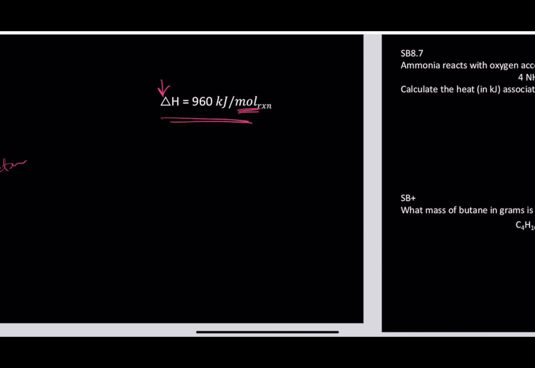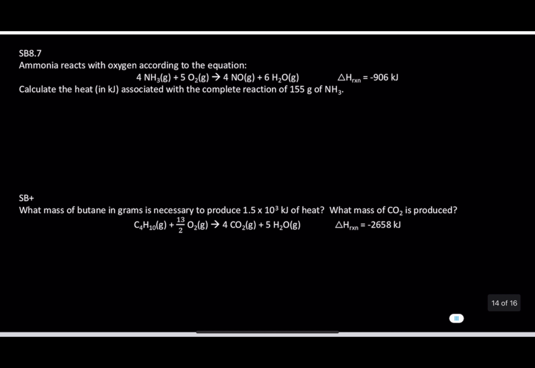Okay, all right. Let's do a little bit of practice. So these are the skill builders. It says ammonia reacts with oxygen according to this equation. Calculate the heat associated with the complete reaction of 155 grams of ammonia. Again, we're layering on things from the previous sections where we only know the amount of ammonia. So what that means is we can assume that there is ample oxygen present to make this reaction go, and we would like to know the heat.